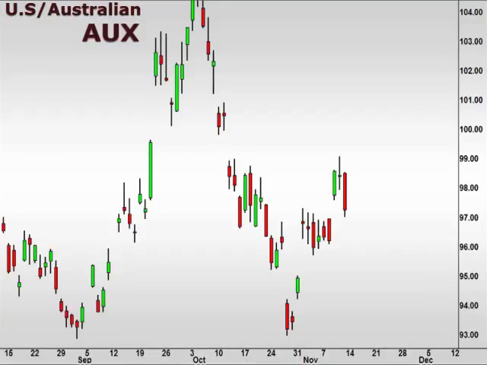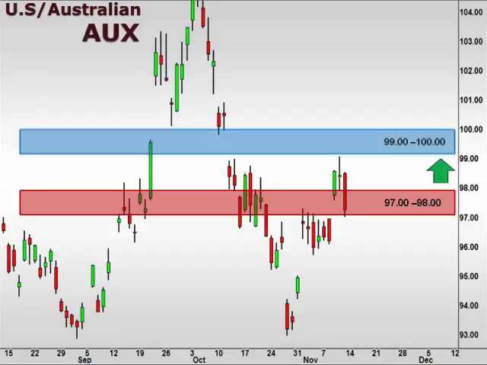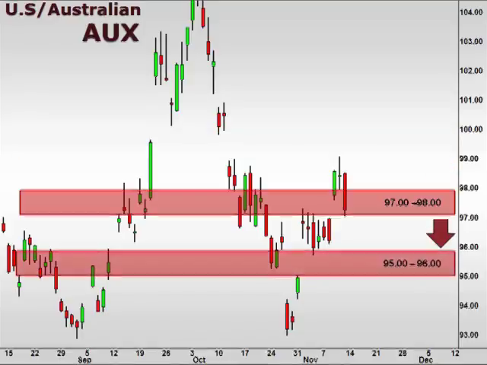Let's take a look at the US dollar versus the Australian dollar as seen here in the AUX. The AUX erased most of the week's gains on Friday but closed within the 97.98 support zone. A break above 98 should yield a continuation higher towards 100. A break below 97 is likely to signal the start of a move down towards 95.